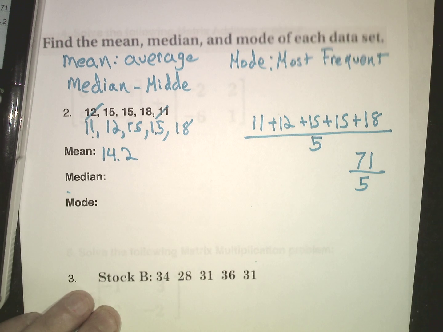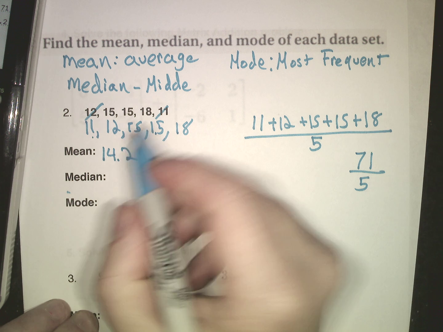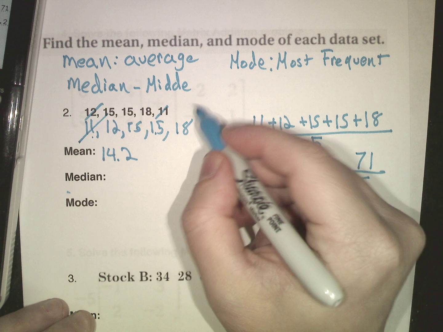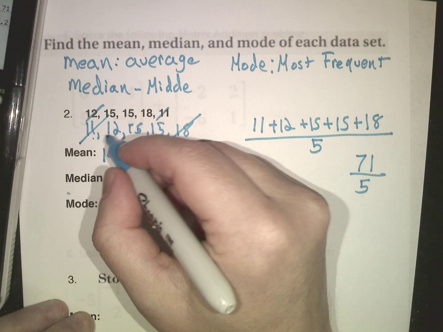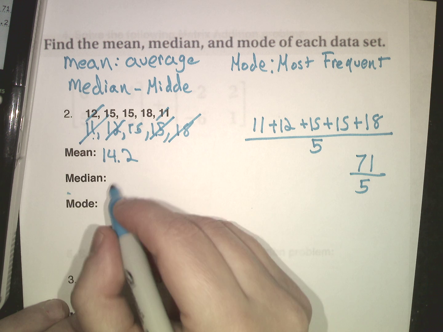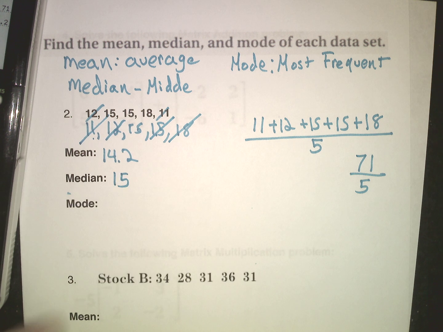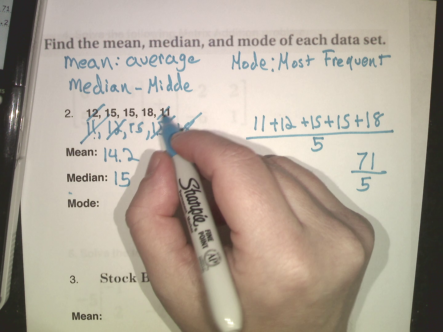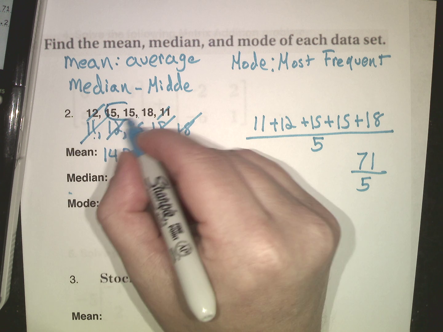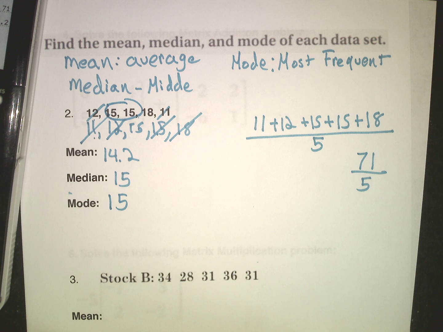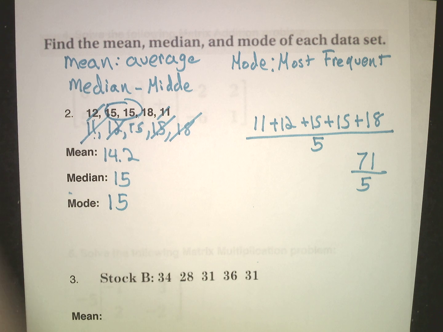Next is the median. I've got to find the middle number. So I cross out the ends, then I cross out the next set of ends. I took 2 off the front, 2 off the back, and in the middle is 15. Now the mode: which numbers occur the most often? All the numbers occur once except for 15. 15 occurs twice. So that's my mean, median, and mode.